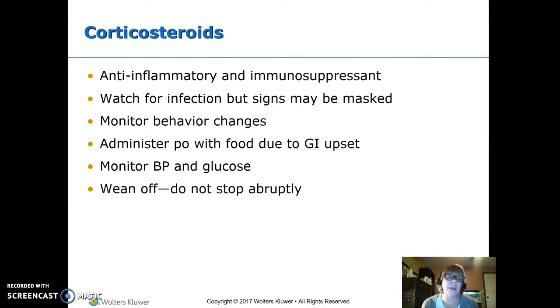So when we give kids corticosteroids, watch for behavior changes. You will give them ADHD. It's temporary, but they are agitated, they don't sleep, they are just kind of ADHD. If it's PO, give it with food. Monitor the blood pressure and the glucose, and you cannot stop suddenly, especially the higher doses. They have to be weaned off. You get a rebound effect and you will have a lot of problems.